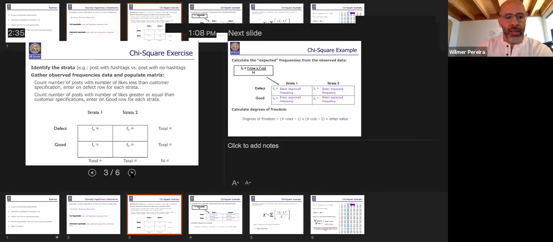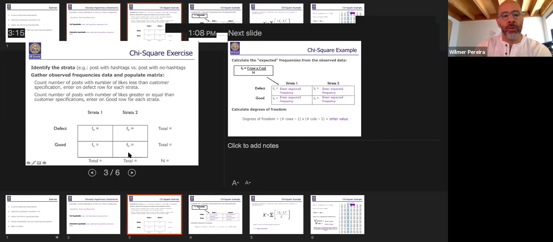than posts without hashtags. And then you have to go back to your data and gather the observed frequencies, and with that you will populate the matrix, right? So you have the strata. In this case, at the top will be posts with hashtags, and the strata 2 is posts without hashtags. And then you will count how many posts are considered defects. The one for strata 1, how many posts are good for the strata 1, and how many posts are defects for the strata 2, and how many of them are good for the strata 2.